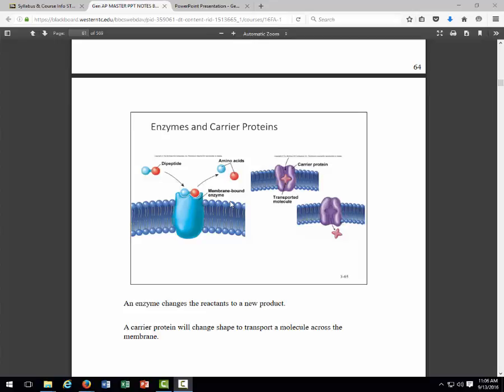So we say that our cell membrane is selectively permeable. Permeable means you can pass through. Selectively means only certain things can pass through. Not everything can come through, only certain things depending on what the needs of the cell are.